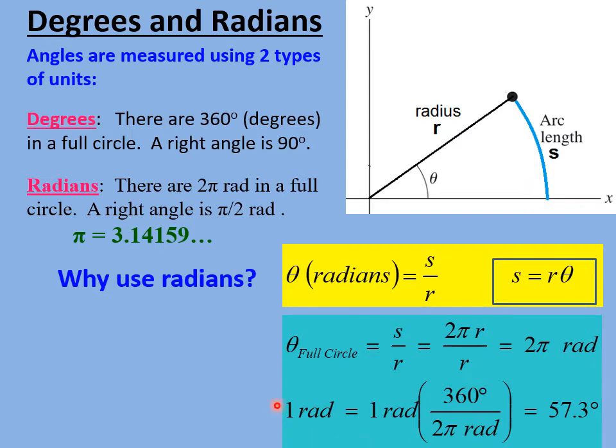Occasionally, we will have to convert back and forth between radians and degrees. That's easy to do. For 1 radian, we just multiply it by 360 degrees per 2 pi radians, because 360 degrees is a full circle, and so is 2 pi radians. So if we take 360 and divide it by 2 times pi, we get the conversion factor. 1 radian is about 57.3 degrees.